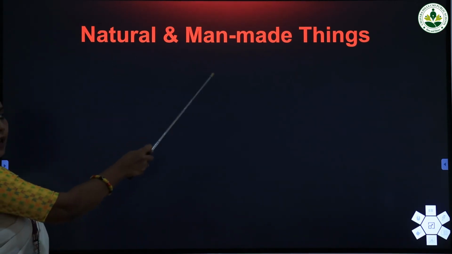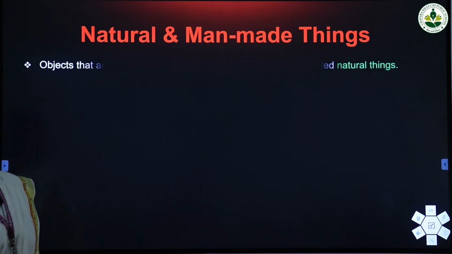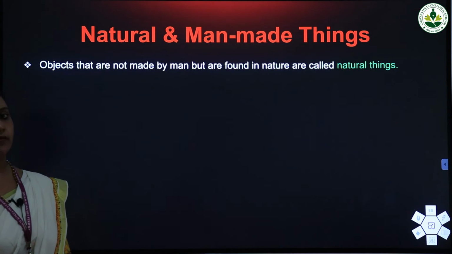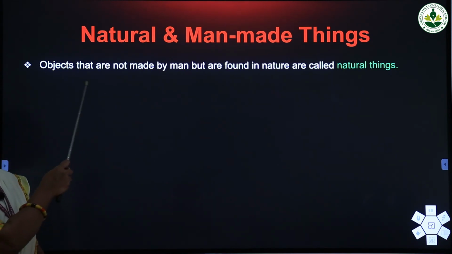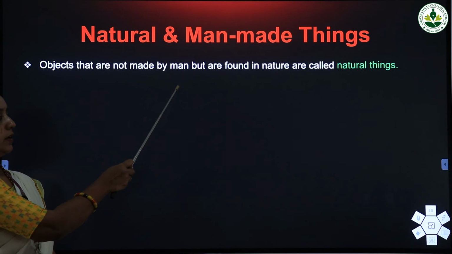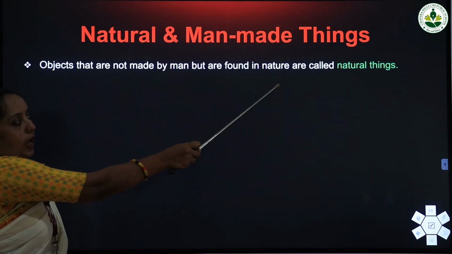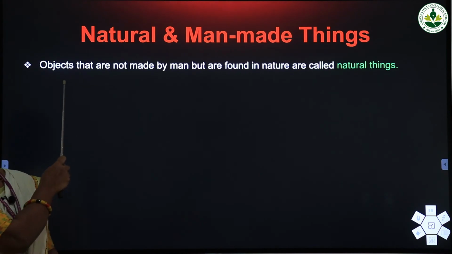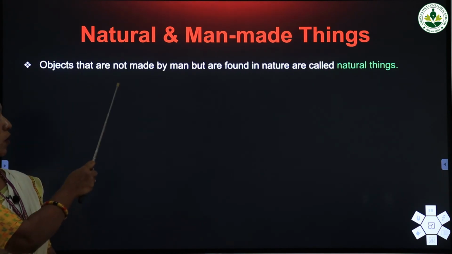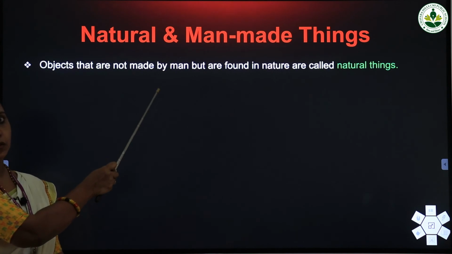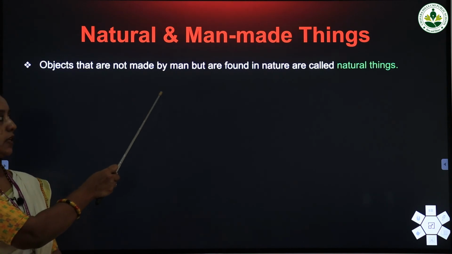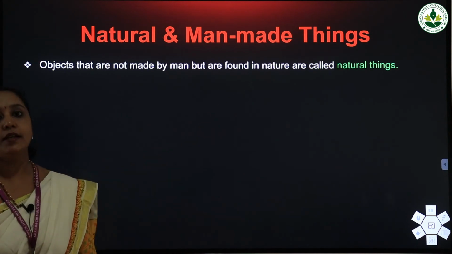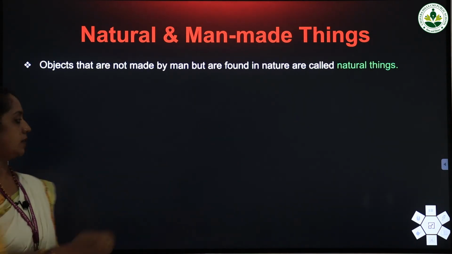So natural and man-made things. Let us see the definition once again. Objects that are not made by man but are found in nature are called natural things. I repeat, objects. Objects means things that are not made by man. So man is not making these natural things, and these things are found in nature. So such things are called natural things.